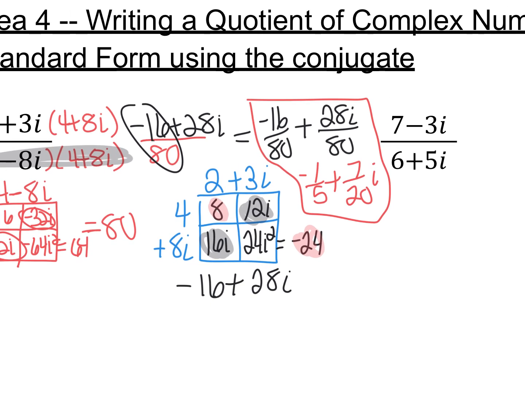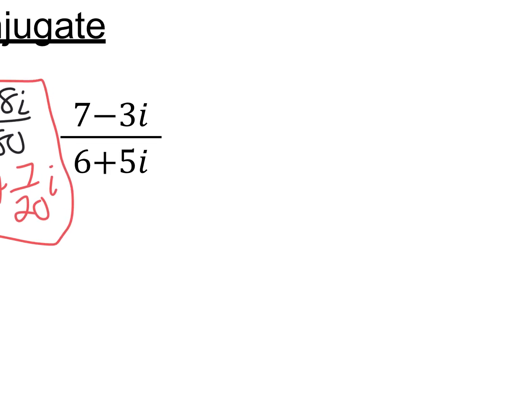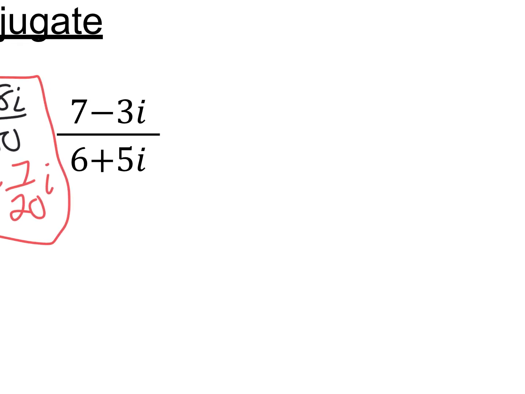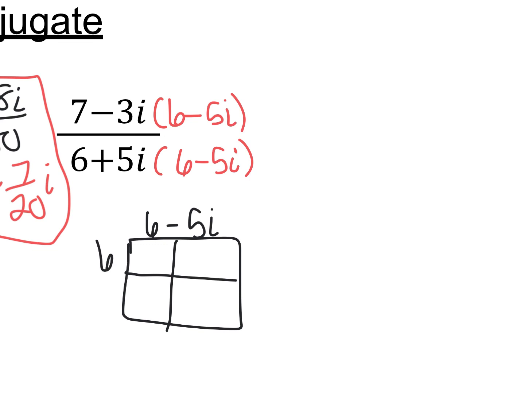Okay, so let's go ahead and look at one more over here. In order to simplify this, we are going to multiply by the conjugate. My conjugate in this case is going to be 6 minus 5i. I'm going to do the same thing to the top and the bottom. Okay, and I am going to go ahead and multiply my denominator. 6 minus 5i times 6 plus 5i. And it does not matter which one you put on the sides.